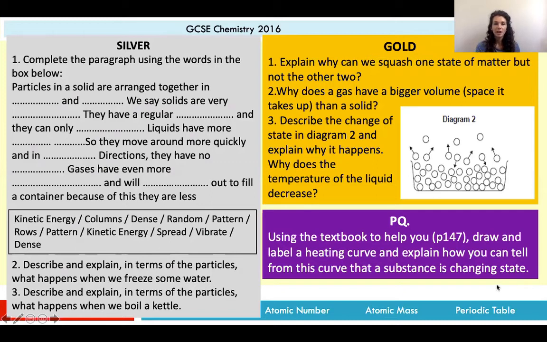Okay, here we go. So again, pausing the video and having a go at either the silver or the gold task. Brilliant, well done.